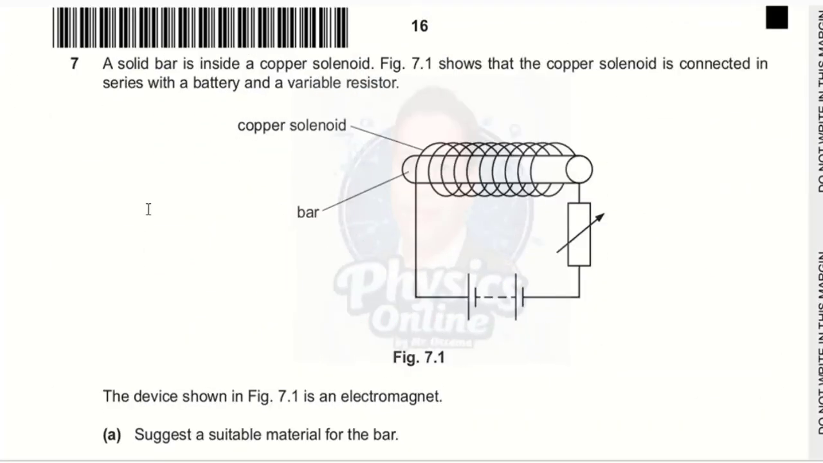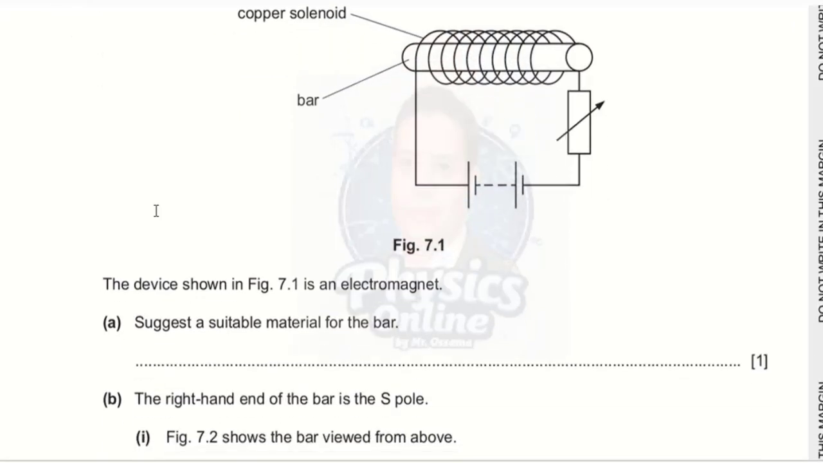A solid bar is inside a copper solenoid. Figure 7.1 shows the copper solenoid connected in series with the battery and variable resistor. The device shown in figure 7.1 is an electromagnet. Suggest a suitable material for the bar. A suitable material for the bar, of course, will be a soft metal, like soft iron.